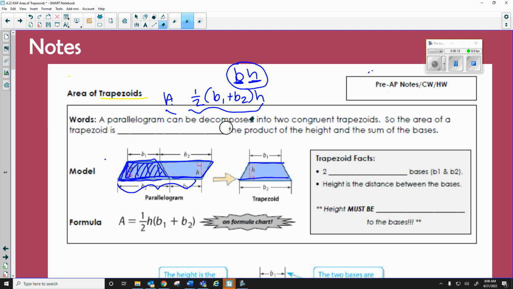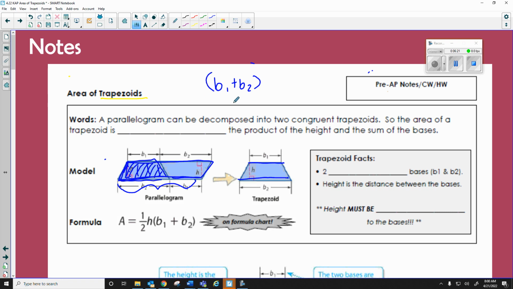Now, if you did not understand any of that, the only thing that I need you to take away is the base 1 plus base 2 part of the trapezoid. The bases are always going to be the parallel parts, okay? The parallel sides. The height is always going to be perpendicular, makes that 90-degree angle, and then the bases are going to be the parallel parts. Again, we're going to practice that, so just watch along, you'll get comfortable with it. So a parallelogram can be decomposed, broken down, into two congruent trapezoids. So the area of the trapezoid is half the product of the height and the sum of the bases.